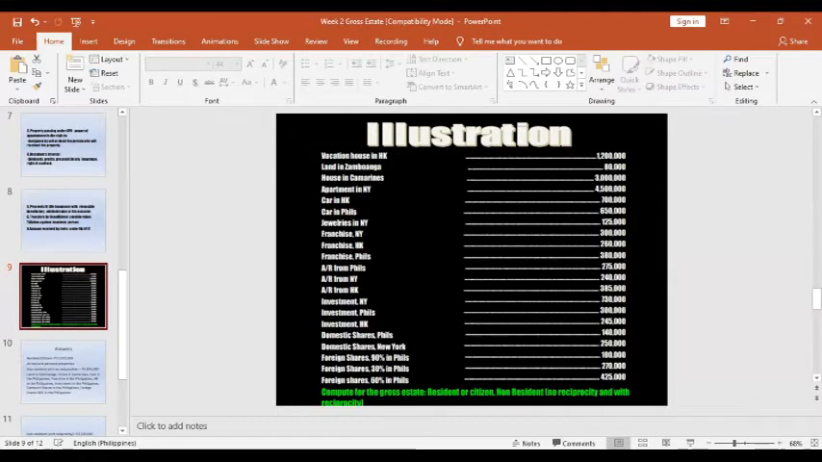accounts receivable from Hong Kong, investment from New York, investment from the Philippines, investment from Hong Kong, domestic shares in the Philippines, domestic shares in New York, the foreign shares which is 90% in the Philippines, the foreign shares which is 30% in the Philippines, and the foreign shares which is 60% in the Philippines. Now, let us compute the following inclusions of the gross estate if the decedent is a resident citizen, non-resident citizen with and without reciprocity. Okay, so this is the illustration.